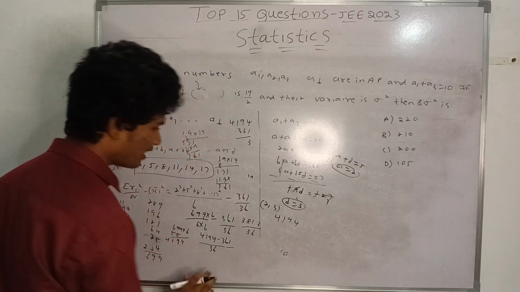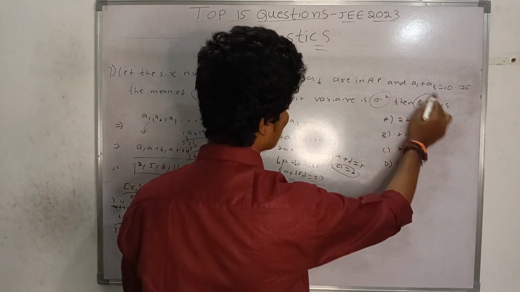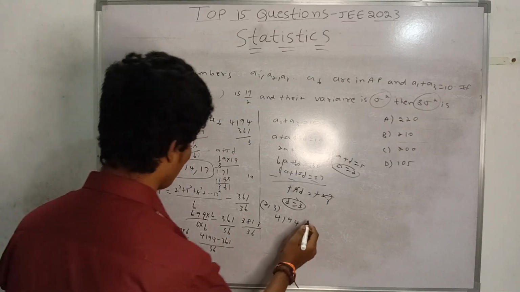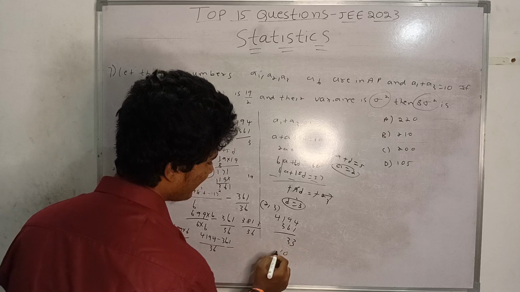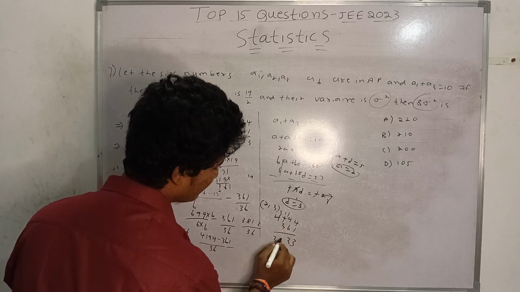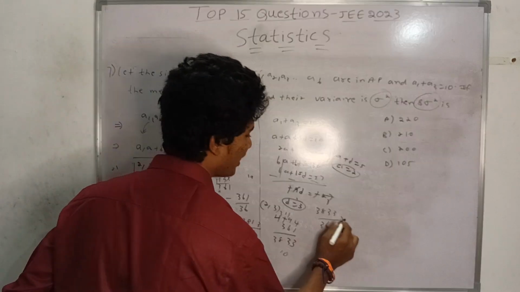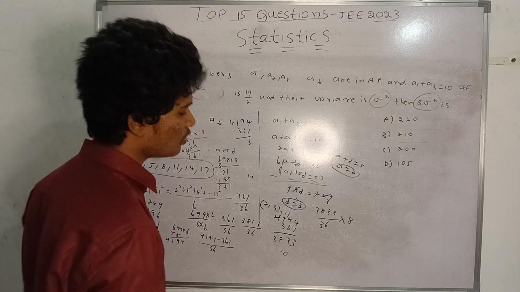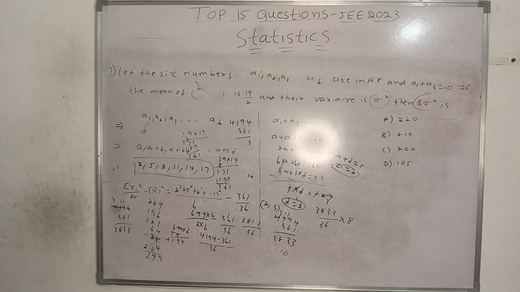Basically what we got is correct only, but we were thinking why the answer is not coming. Basically we are getting sigma square, not 8 sigma square. We have to solve 8 sigma square, so we have to multiply. That is 4194 minus 361. What will you get? 3833 divided by 36, but this is sigma square, we have to multiply by 8. So 3833 into 8 divided by 36.